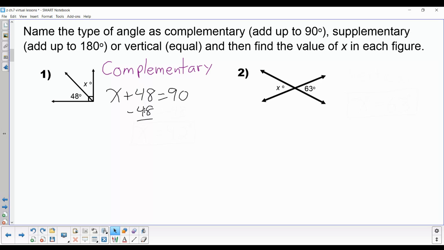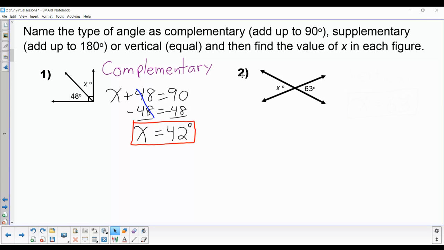But whatever you do to one side, I hope you said you have to do to the other, which means on the left, 48 plus a negative 48 is 0. That activates the identity property, and x plus that 0 is x. The equal sign comes straight down. And on the right side, 90 minus 48 is 42. Problem number one is done.